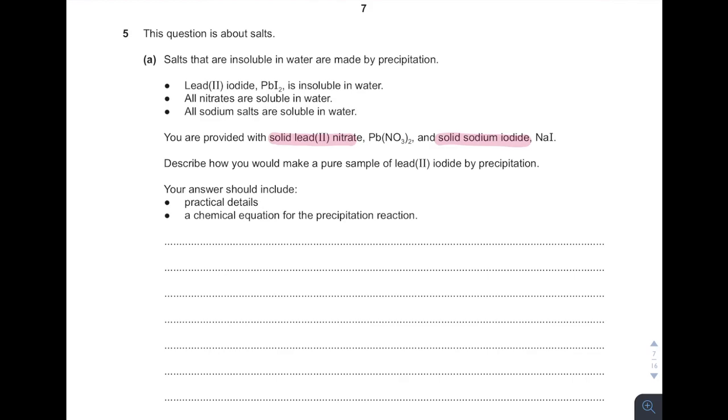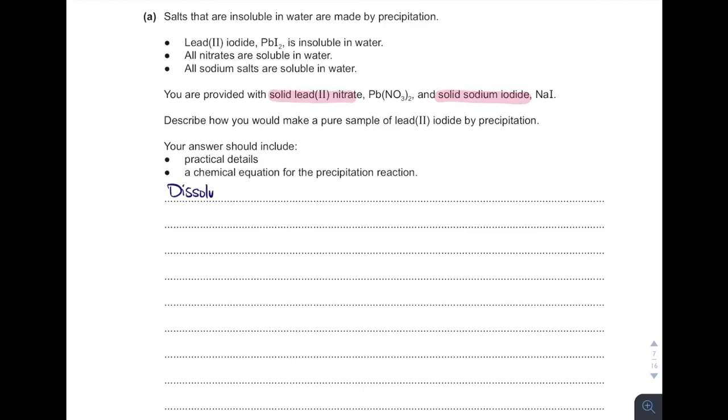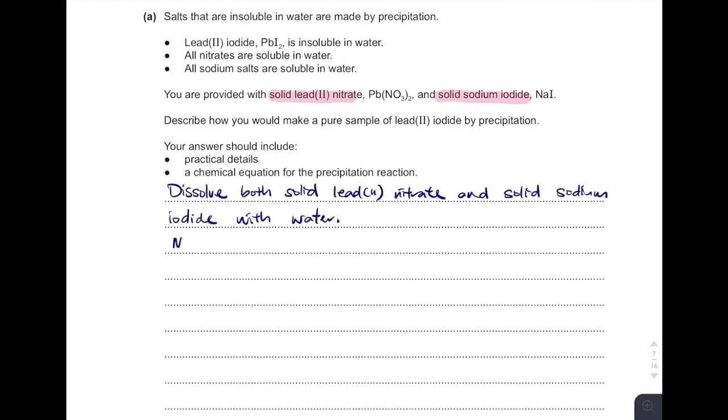We know that in order to produce an insoluble salt, we need a soluble salt to react with a soluble salt. Given here, both the reactants are solid. So the very first step you have to do is dissolve both the solids with water. Then followed by mixing both the solutions and stir. After that, we filter out the precipitate formed.